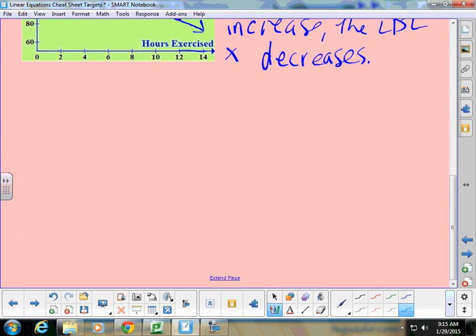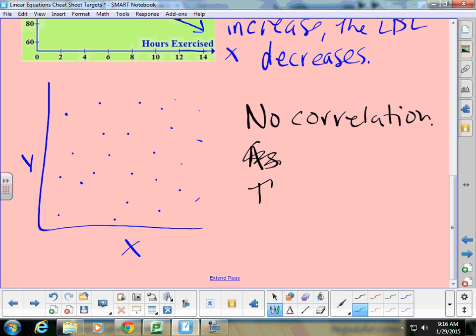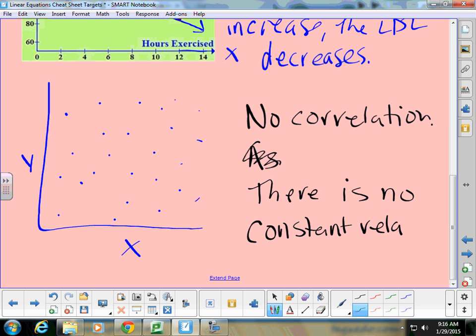Another example, which I don't have a graph for, if something were no correlation, okay, so x, y, and it was all over the place, you can't draw a perfect line of fit. You will write no correlation, and some of you are going to write a sentence after that. You would write that as x increases or decreases, there's no change in y, or you can say that there is no constant relationship between whatever x and y represent.